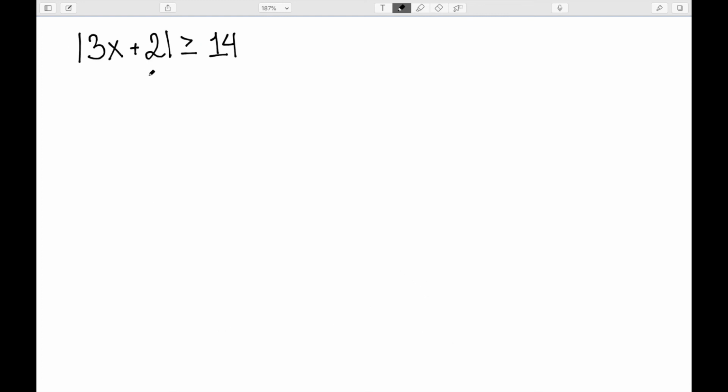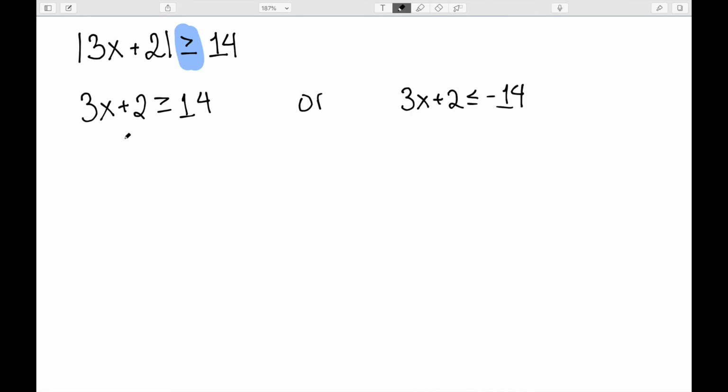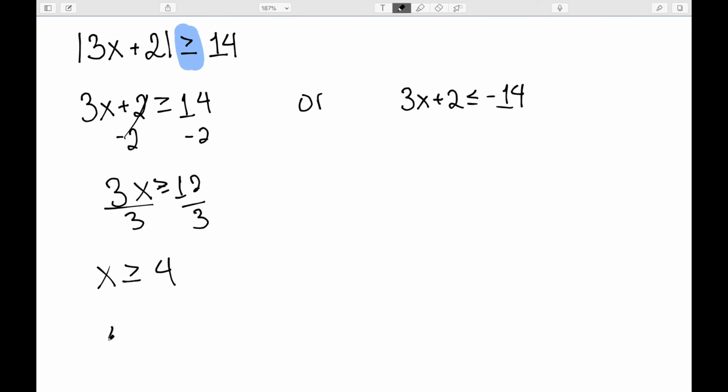Next, let's look at the absolute value of 3x plus 2 is greater than or equal to 14. So once again, we have the greater than symbol. So that tells me I have two inequalities. 3x plus 2 is greater than or equal to 14, or 3x plus 2 is less than or equal to negative 14. On the left, I can subtract 2 and get 3x is greater than or equal to 12. Divide by 3 to get x is greater than or equal to 4. So it could be equal to 4, or it could be bigger. We use a square bracket on 4 since we're including 4.